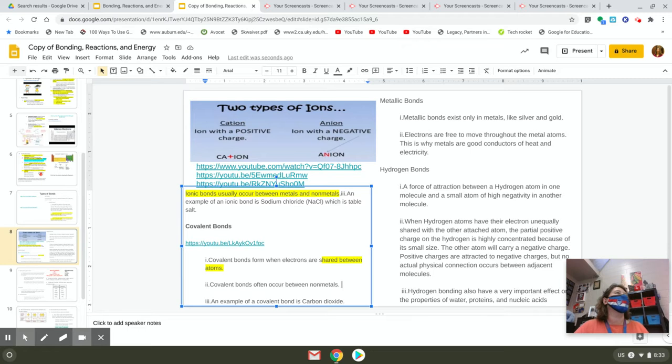In ionic bonds, they're kicking them out, they're throwing the electrons out, or they're stealing them from someone else. In covalent bonds, they're nice. They share, okay? Covalent bonds often occur between nonmetals. Highlight that. Covalent bonds often occur between nonmetals.